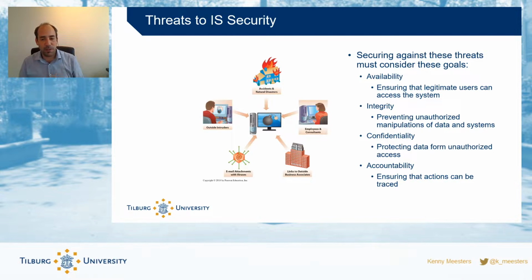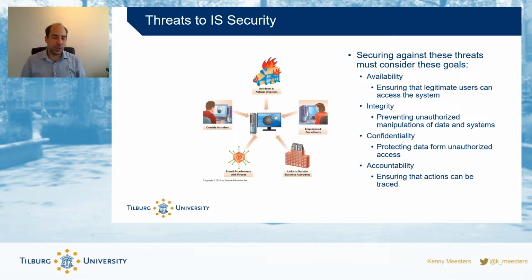So that's one. Then integrity is making sure that people and users and other programs can only manipulate the systems that they're allowed to. So make sure that there's no unauthorized changes possible in the data and the systems. There's different ways of doing that, but one of them could be auditing it, making sure there's no unauthorized access and so on. Then there's confidentiality.